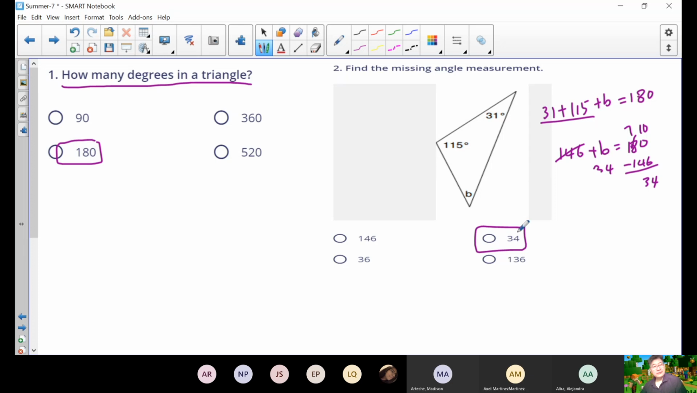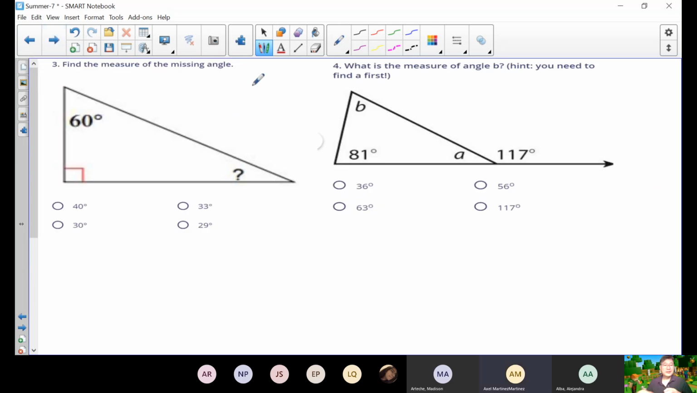Let's move on. Got it, everybody? Right? Okay. Next one. Find the missing measurement, this is a 90, 60. What should it be? You know, remember 30, 60, 90, right? 90 plus 60 is only 150. To make 180, you need what? You need 30 degrees, right? So the answer is 30.